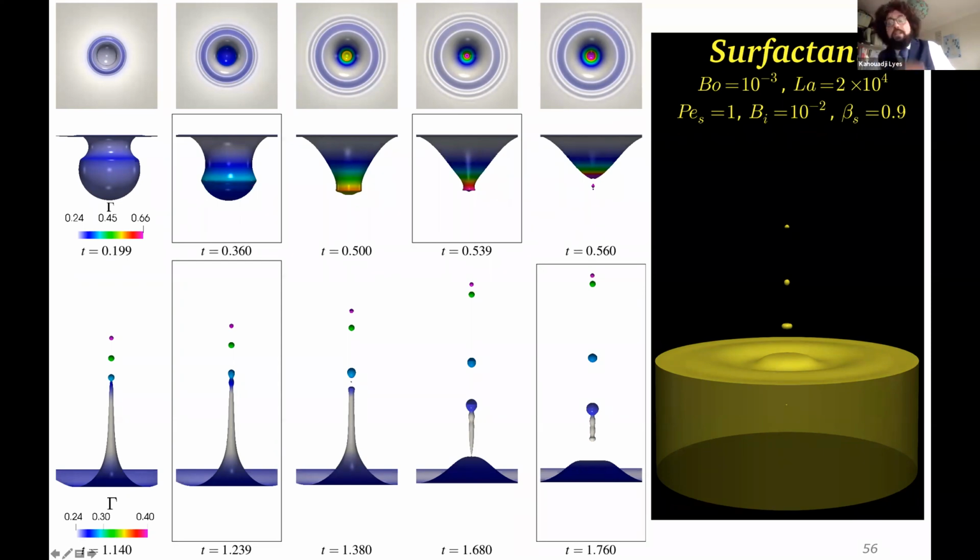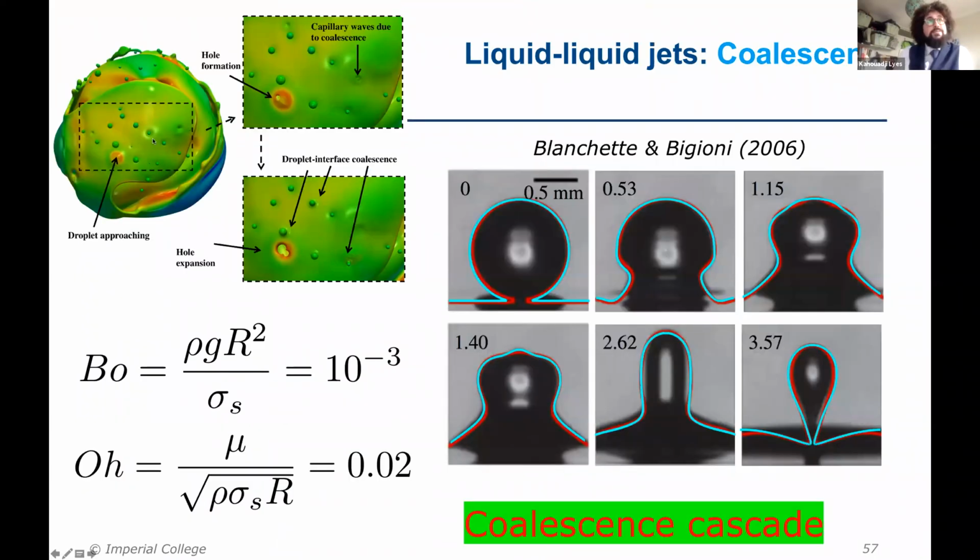Another phenomenon that occurred, this is also a paper that we submitted, and we also submitted the revision to JFM, and we also found another type of singularity. If I go back again to the jet, you have coalescence. So the other type of coalescence, we also isolate the mechanism of coalescence, and we run this alone. But this is a really good Nature publication of Blanchette and Bigioni, 2006.